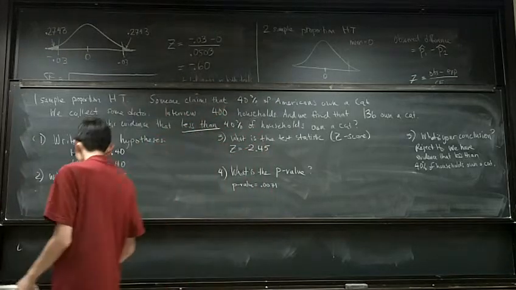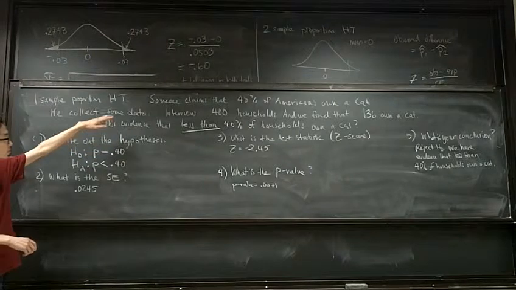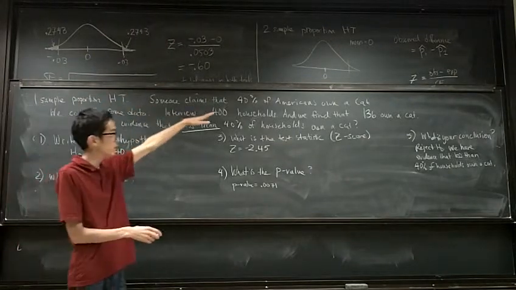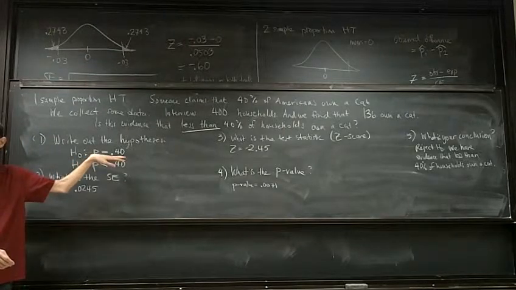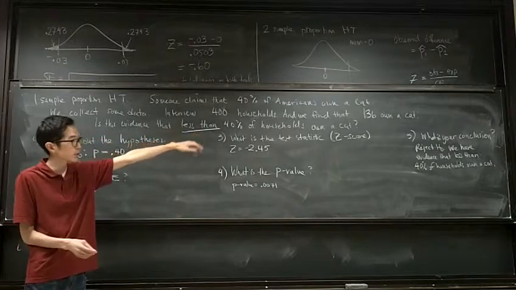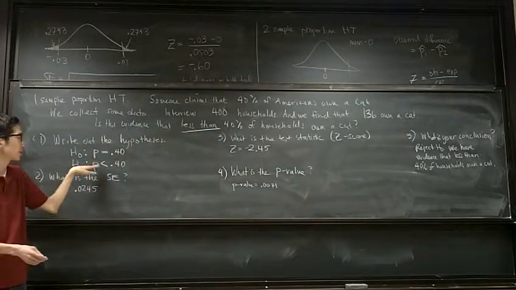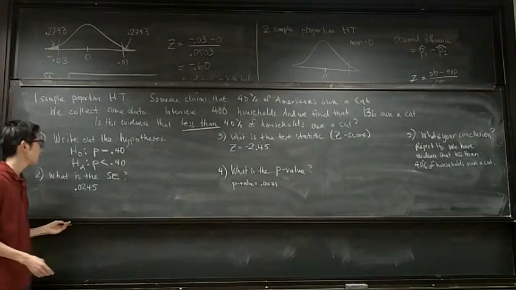Alright, so going over the answers here, okay? Again, someone claims that 40% of Americans own a cat. So we're dealing with proportions, and I'm going to say P is equal to 0.4. The question is asked, is this evidence that less than 40% own a cat? So I'm doing P less than 40% for my alternative. Okay. What's the standard error?